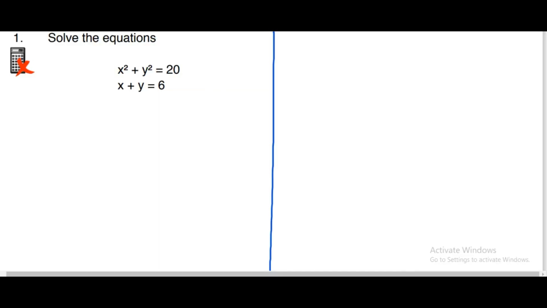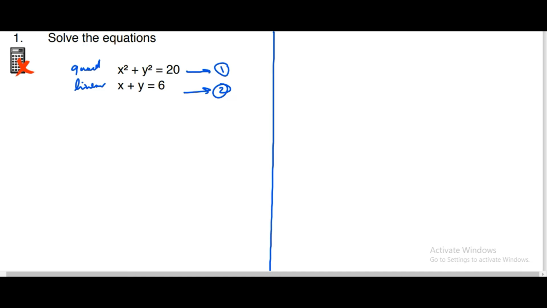Question 1. Solve the equations x^2 + y^2 = 20 and x + y = 6. Here we can see that this is a quadratic equation and this is a linear equation. So we have two equations of different types, one linear and one quadratic. To solve this system of equations, we'll use the substitution method.